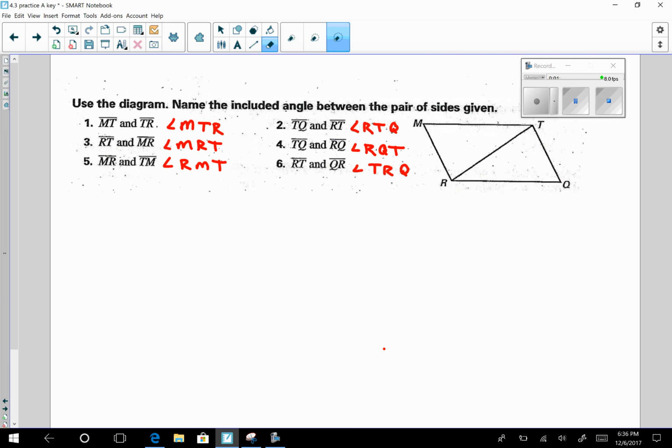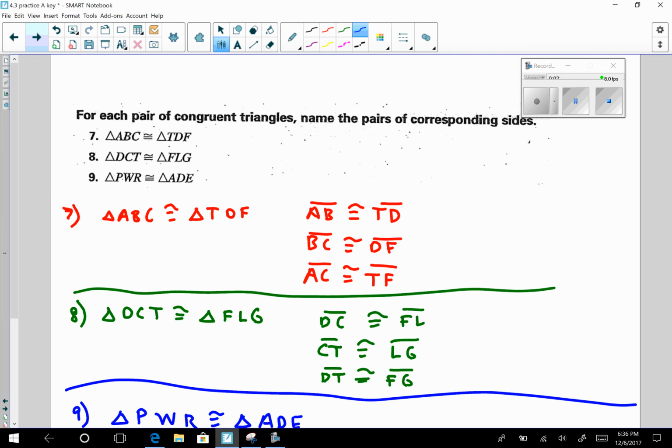Again, moving right along. On number 3, let's go RT and MR. So the angle included, or the angle between RT and MR, is angle MRT. I think I'm going to jump to the next problems. I have the answers for 4, 5, and 6. I will let you work those out on your own.